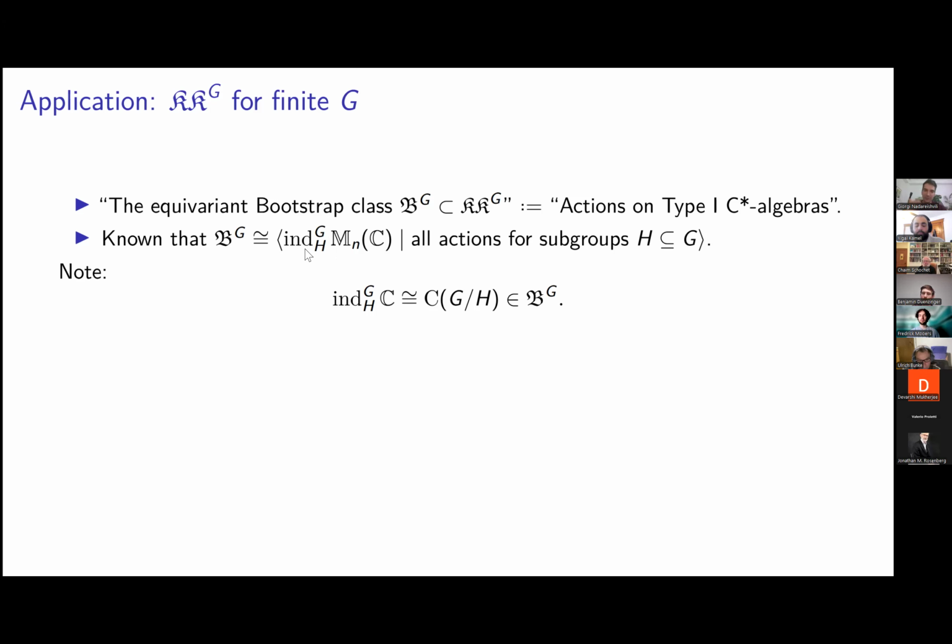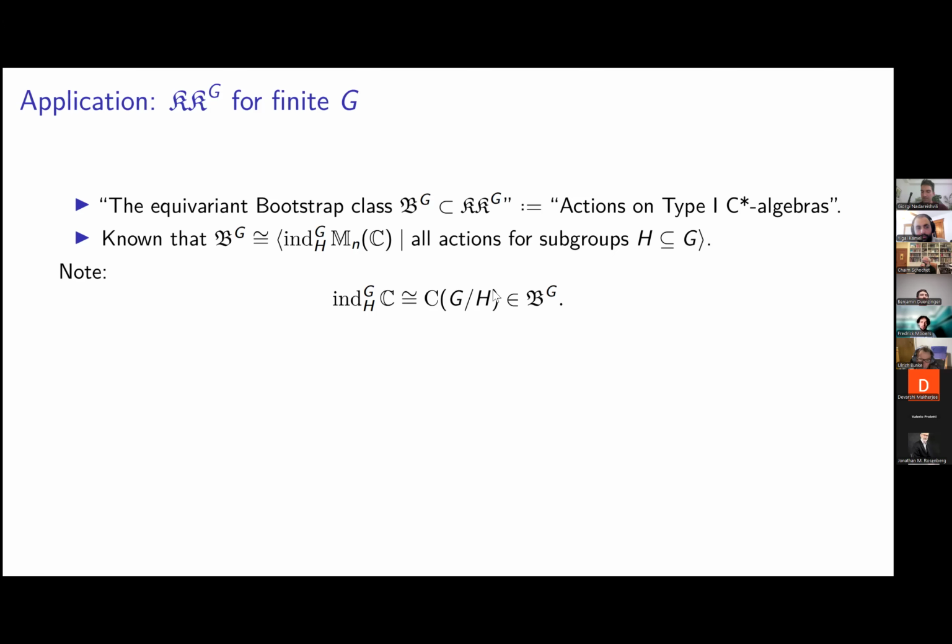And also, I just want to give you a side note if you could not recall the definition of induction. For the matrix algebra, you just put the complex numbers, you have, of course, the trivial H action on C, and you induce it back to G. It's just the continuous functions on G mod H, basically. So continuous functions on G mod H, of course, are in BG. This is a ridiculous statement that I have here, but what I'm trying to say is that continuous functions on G mod H are amongst the generators of my bootstrap class, right?